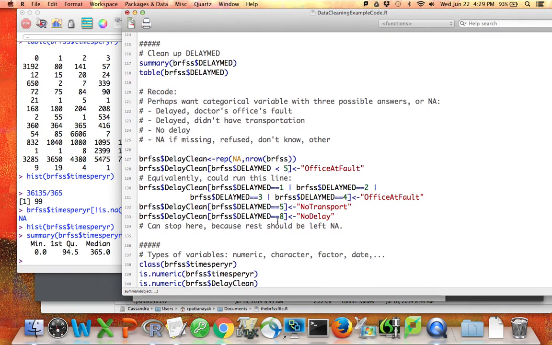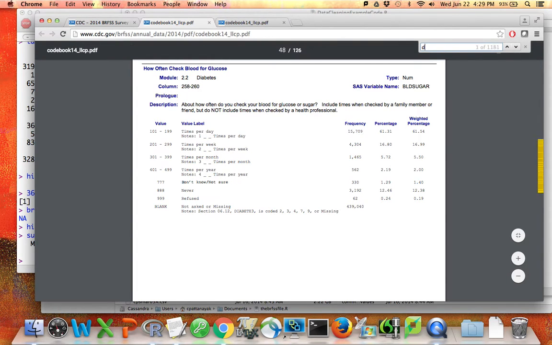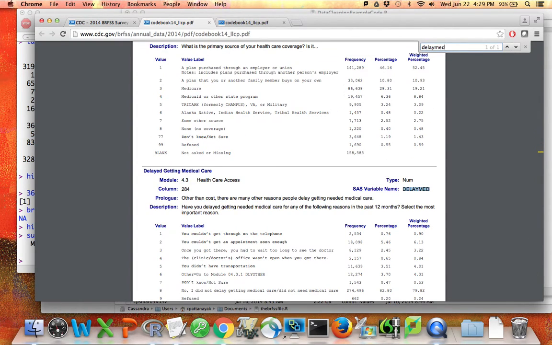I'm also going to show you how to clean up a couple other variables. There's a variable in this data set called delay med. So let's first look at it in the code book, because it doesn't mean anything unless we look at the code book and see what it is. Let's go look at delay med.